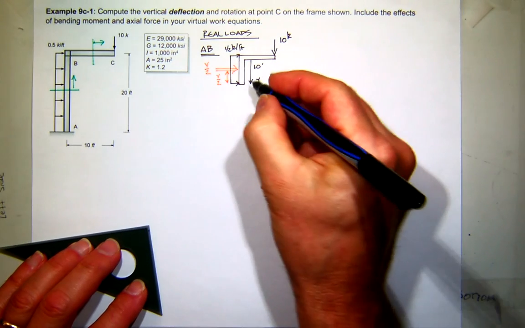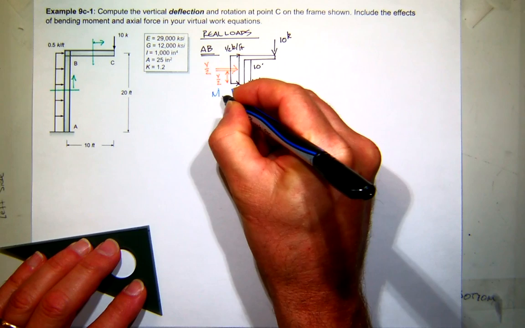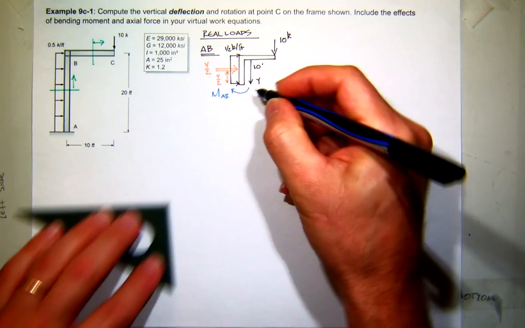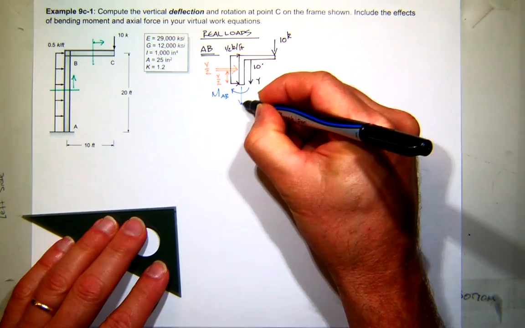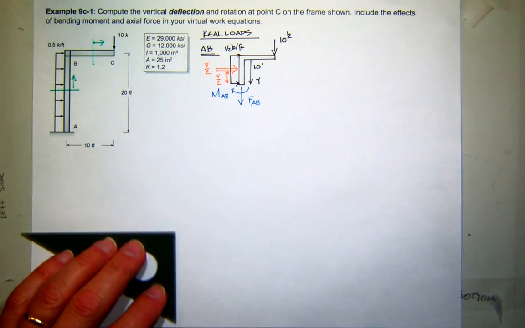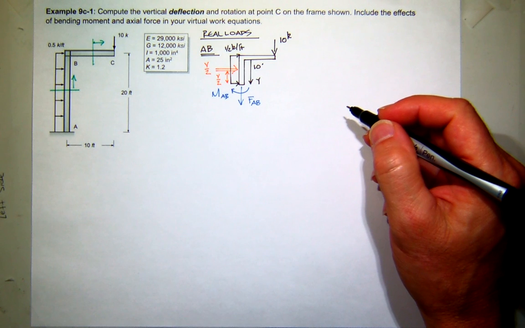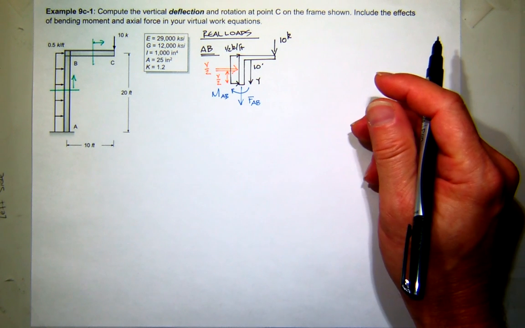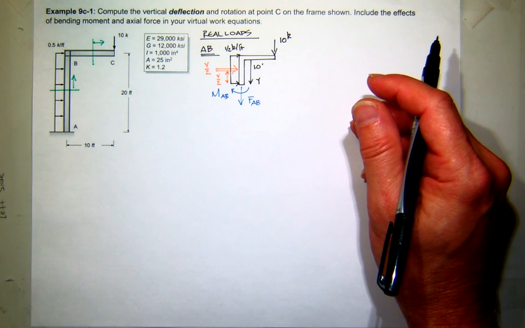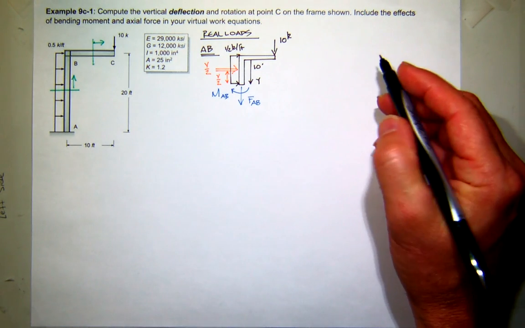And then internally, I have the moment in AB and the axial force in AB. Any questions about that? Did I account for everything? I think so. So let's sum moments.